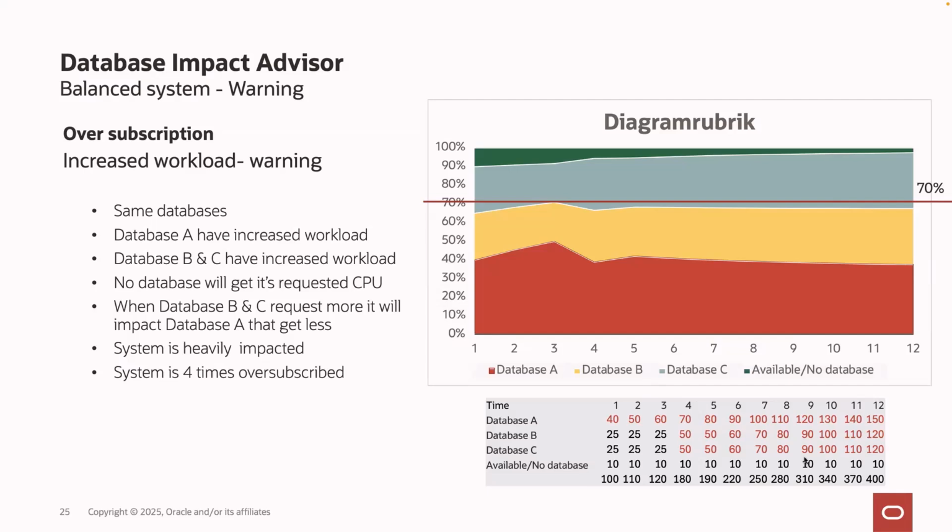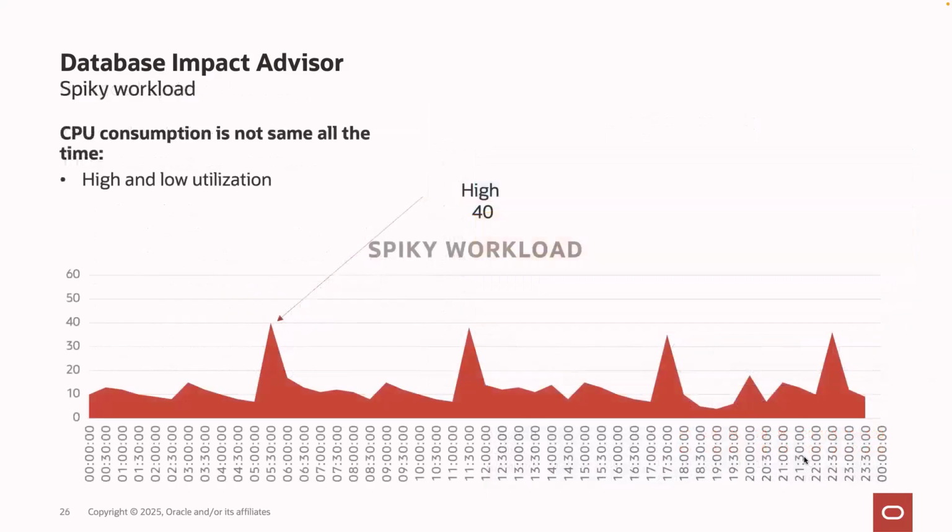And that's where we see a quite disastrous situation. None of the databases will get their resources, and they will be competing for the resources. The system is, in this case, very heavily impacted, and we have oversubscribed 4 times in that situation. So let's try to iron out what we can do in this case.